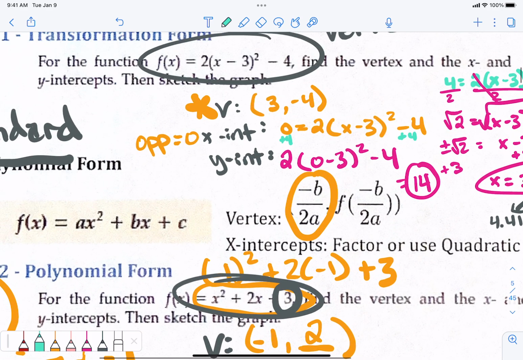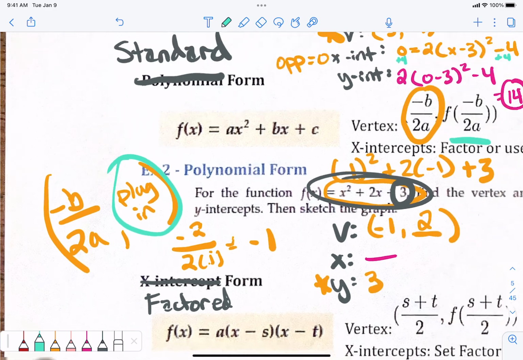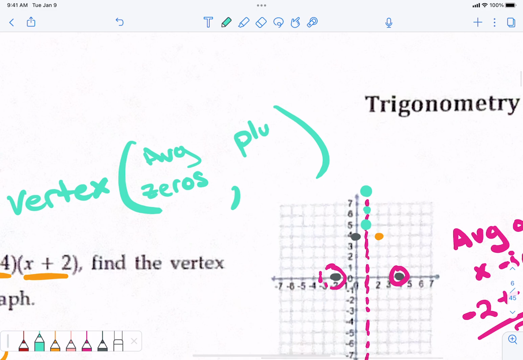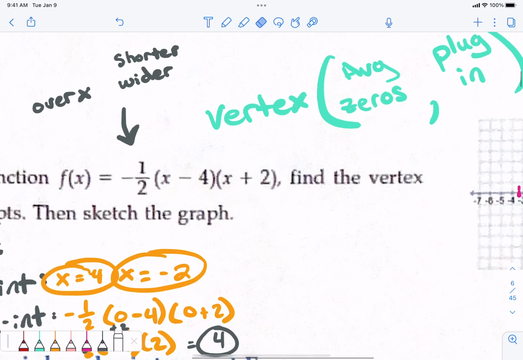Like negative b over 2a was what we used. How did we find the y coordinate after we did negative b over 2a? Plug it in to find the y coordinate, right? Okay, that's the same thing we're going to do here. So we're going to plug him in to find the y coordinate. We know that it's at 1. We're going to plug it into this equation to find the y coordinate, all right?